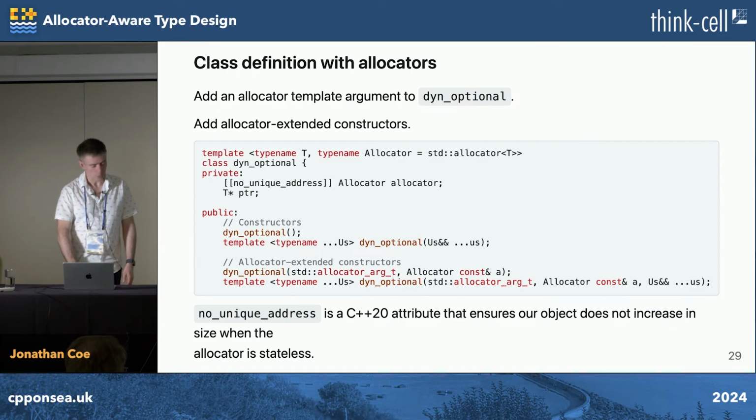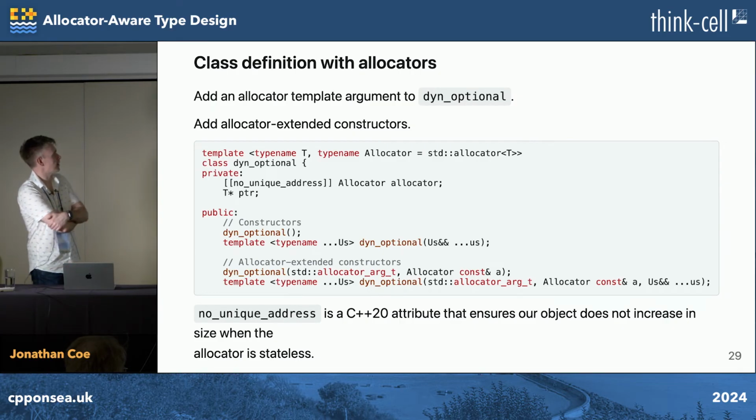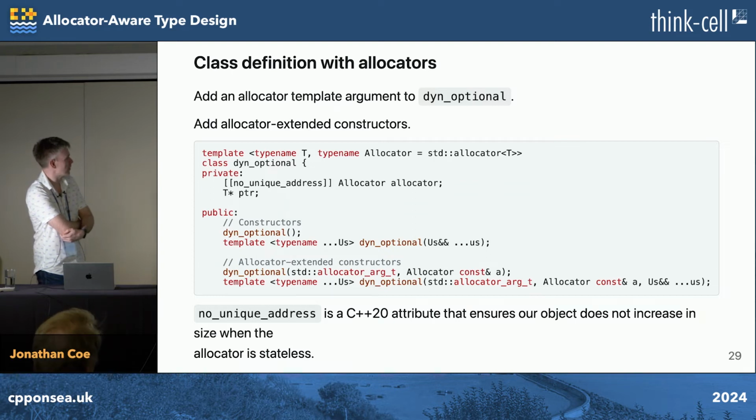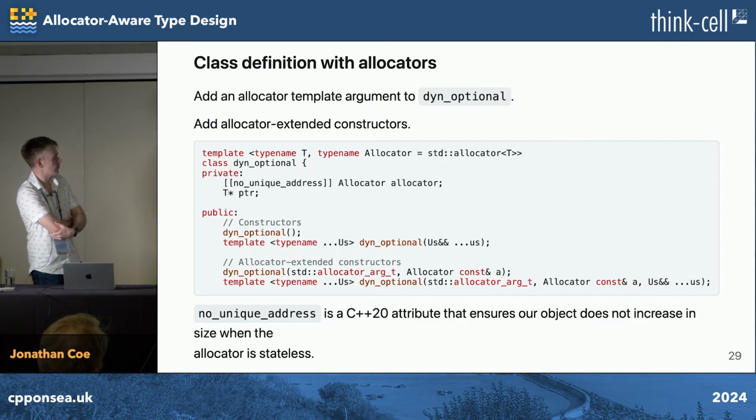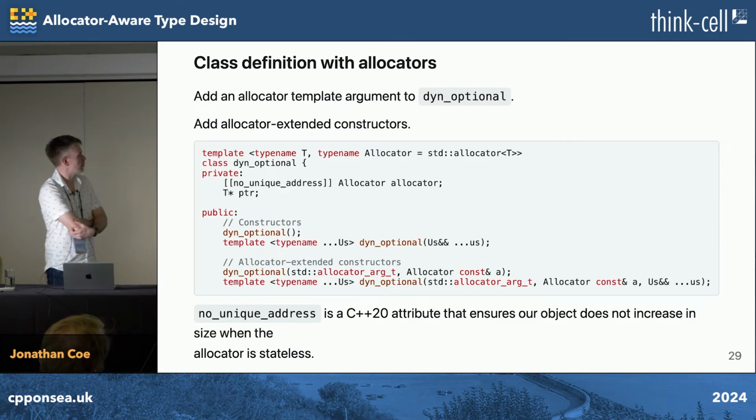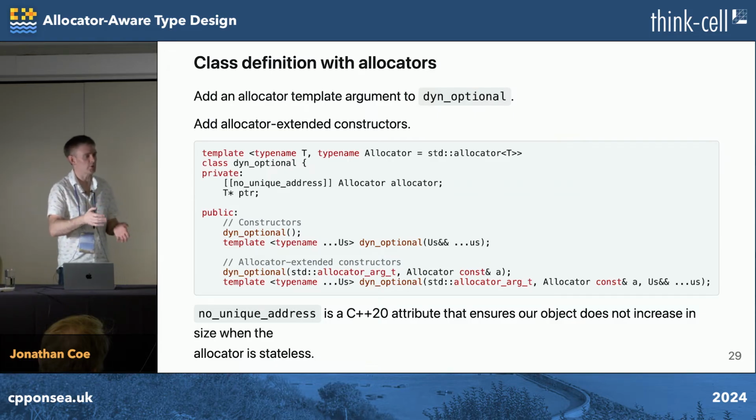So all the machinery is now in place. So we'll add our allocator template argument to dynamic optional. And yeah, we've added our allocator extended constructors. So we can see we have our allocator in there as our first data member. It's got this tag on it, no_unique_address. So that avoids having to use this empty base class optimization, which is complicated to read and not very nice on slides. Essentially it means if the allocator has zero size, so if the allocator had no state, it would have no size, and you don't want a stateless allocator to increase the size of your object. So this no_unique_address deals with that.